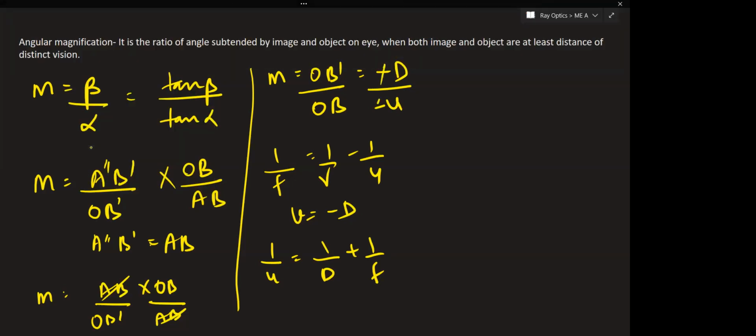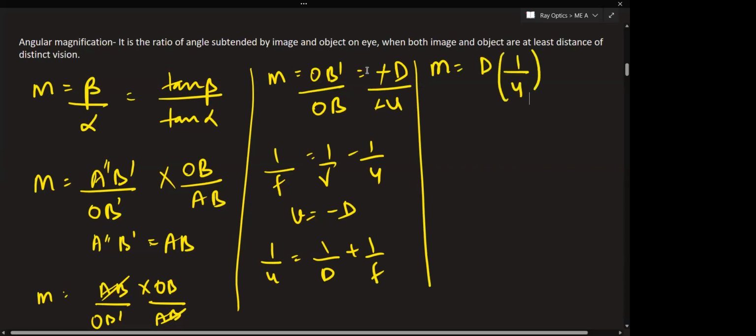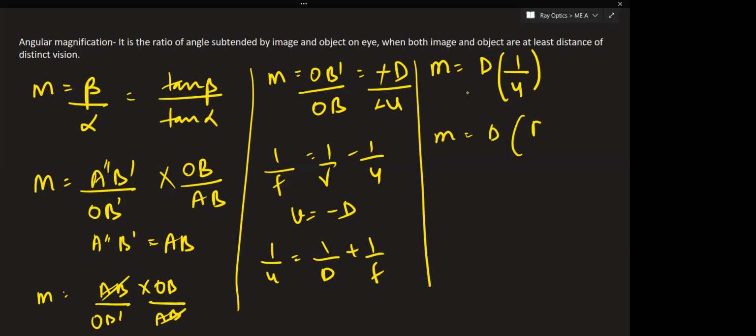Do one thing. D is here, 1 by U is there. I can write this magnification as D by U, or D into 1 by U. Now 1 by U's value I have. This becomes D times (1 plus D by F). Now this is the final formula for the magnification when the image is at the least distance of distinct vision.